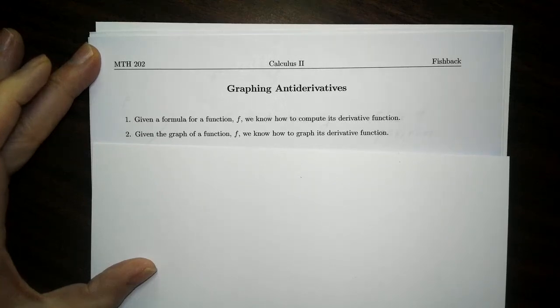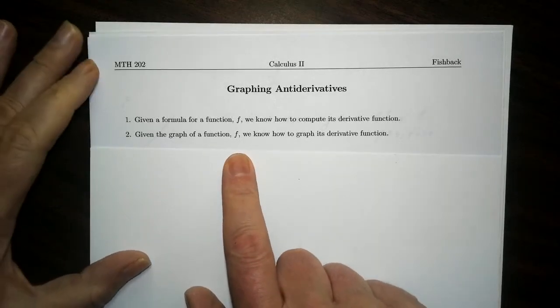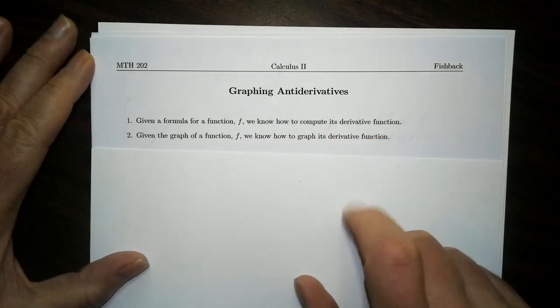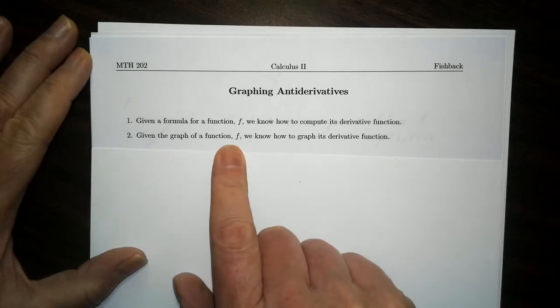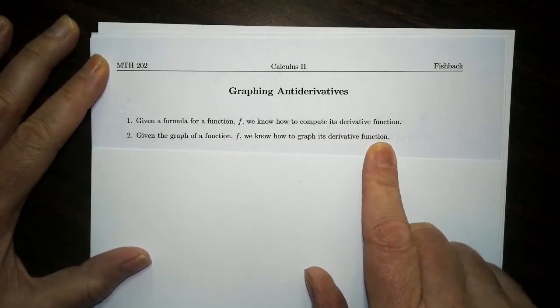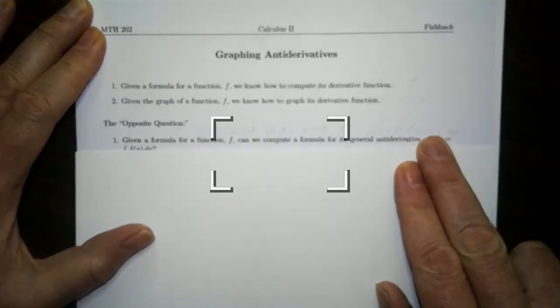In this video, we're going to discuss graphical antidifferentiation. Just thinking back to the derivative for a moment, we know from Calc 1 that if we're given a formula for a function, we can compute the formula for its derivative. We also spent some time looking at graphs. If we're given the graph of a function f, how can we graph its derivative function, even without knowing the formula? Well, we're going to consider the opposite questions now.